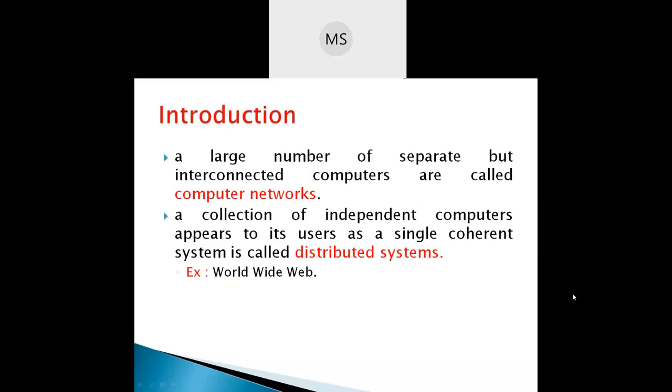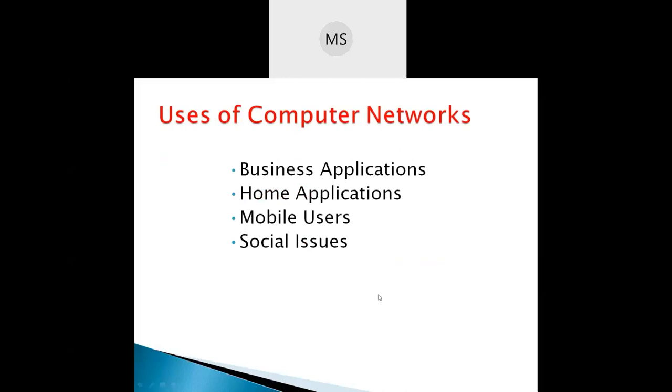An example of this is the World Wide Web. And what are the uses of computer networks? Computer networks have many uses, but out of them, a few applications we will discuss here. The very first one is business applications. We can use these computer networks in home applications. We can use these computer networks for mobile users.